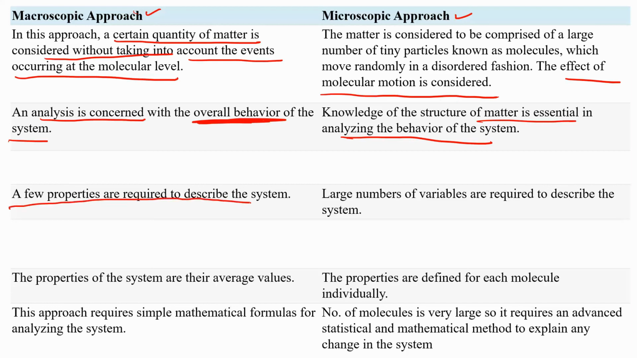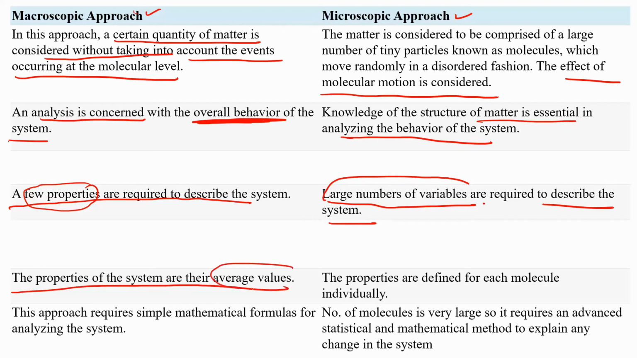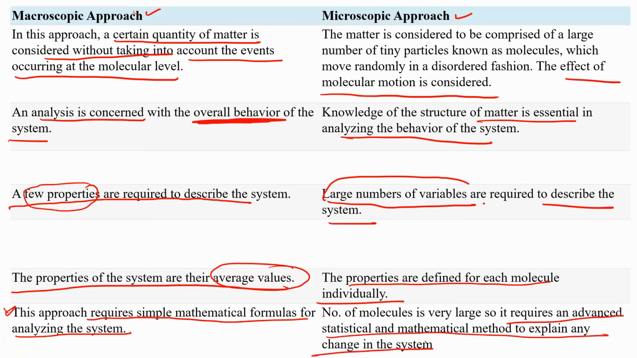The macroscopic approach requires few properties to describe the system. The microscopic approach requires a large number of variables to describe the system. In the macroscopic approach, the properties of the system are average values, and in the microscopic approach, the properties are defined for each molecule individually. The macroscopic approach requires simple mathematical formulas for analyzing the system, whereas the microscopic approach requires advanced statistical and mathematical methods to explain any change in the system.